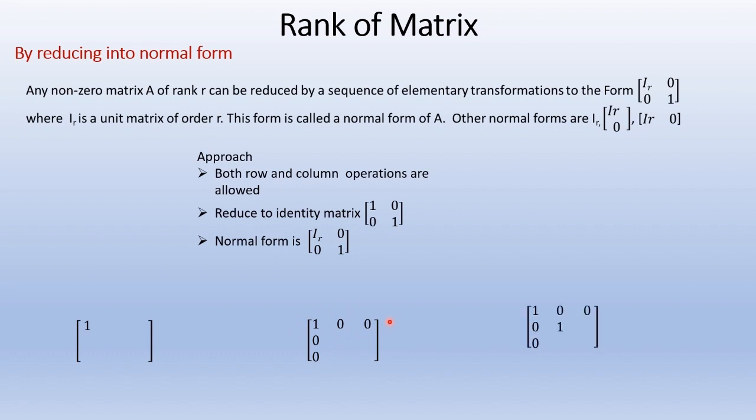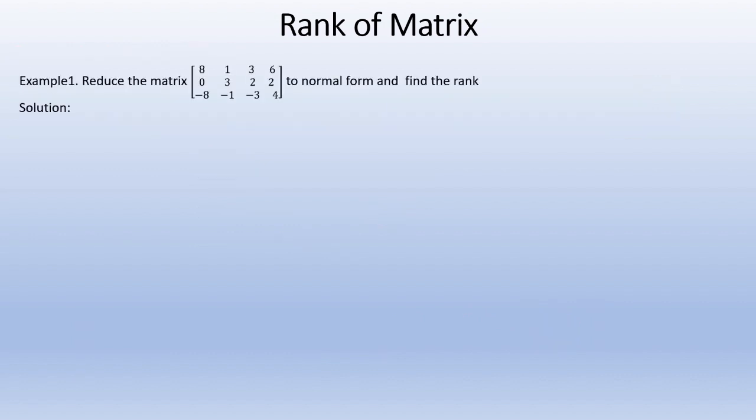Let's understand this clearly with an example. Example 1. Reduce this matrix to normal form and find its rank. Solution. This is a matrix of order 3 by 4, 3 rows and 4 columns. Since the order is 3 by 4 and 3 is less than 4, we can say the rank of matrix A is less than or equal to 3.